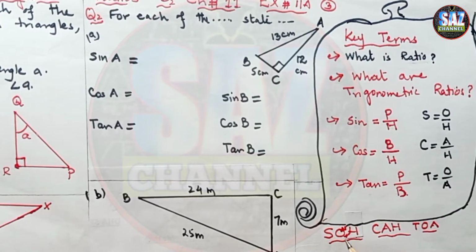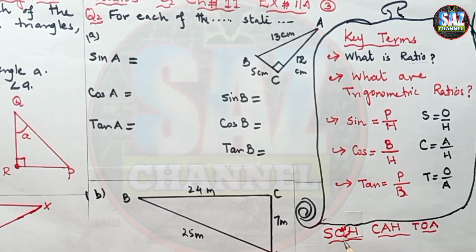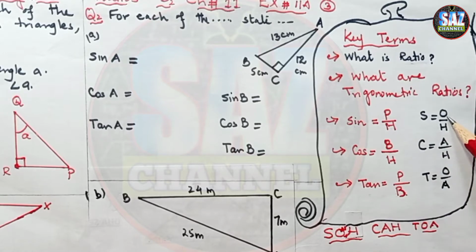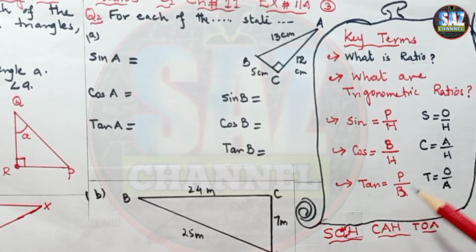Or if you find it difficult to memorize, you can keep this phrase in your mind: so ka to. From so, you have to write S for sine and O and H, opposite upon hypotenuse. From ka, you have to take C for cos and then adjacent upon hypotenuse. And then to, you have to take T for tangent and opposite upon adjacent. I hope now you will be finding this lesson easy.